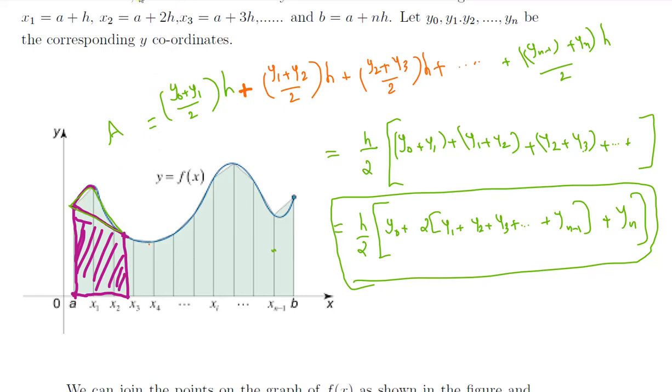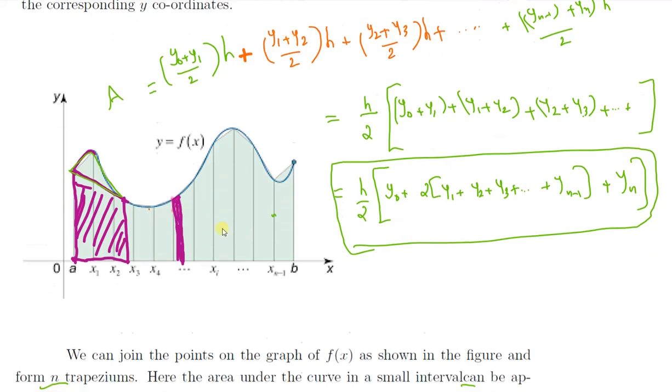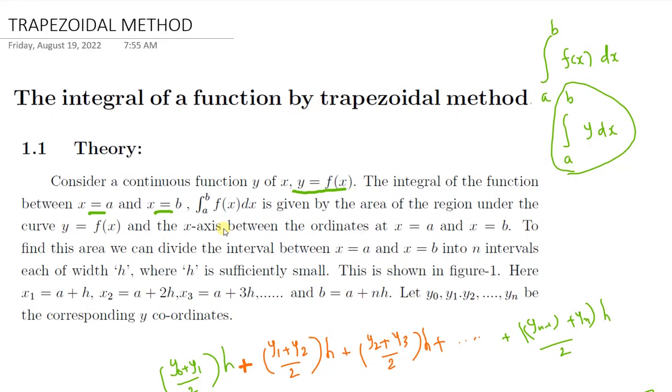So if you are taking step sizes which are very small, very close step sizes, you will get more and more exact values. Okay, so this can be done only through programming. Otherwise it will take a lot of time to compute the integral using the trapezoidal method. Okay, thank you.